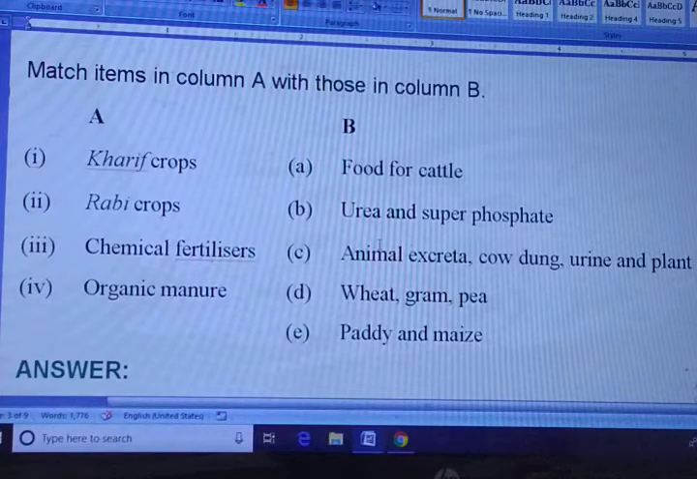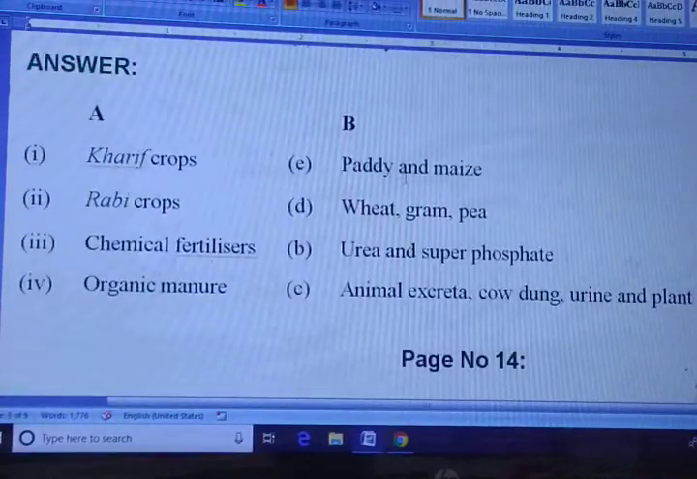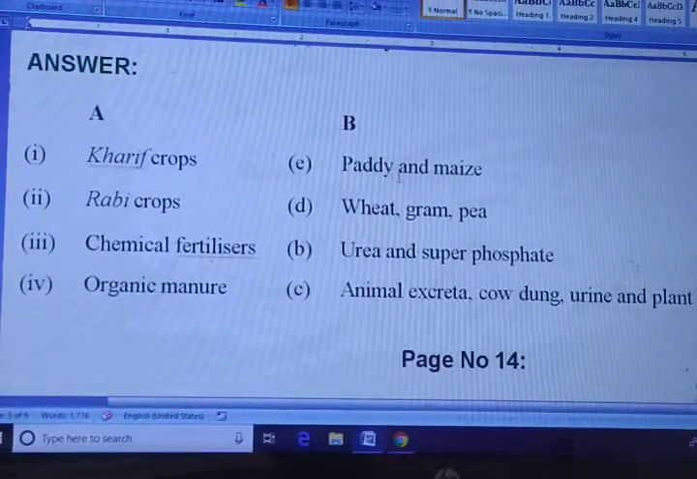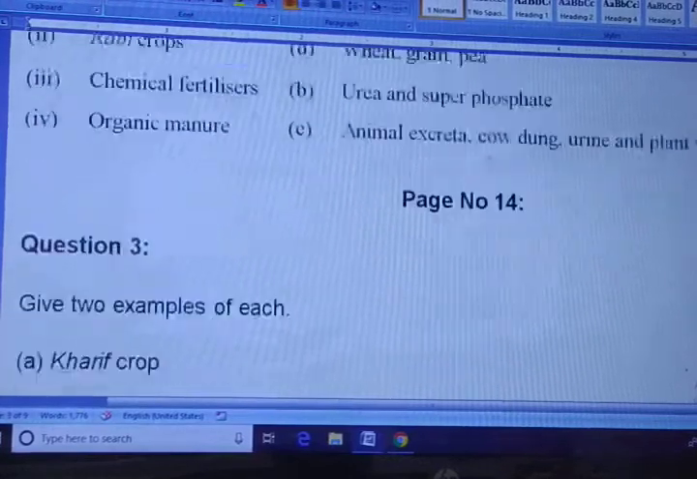Here, both the sides, column A and column B, and I have represented the answers also. You can see here these are all the questions you have to write in your notebook. Okay, so here you can see Kharif crops: paddy and maize. Rabi crops: wheat, gram and pea. Chemical fertilizers: urea and superphosphate. Organic manures: animal excreta, cow dung, urine and plant waste. So these are the answers of match the following.